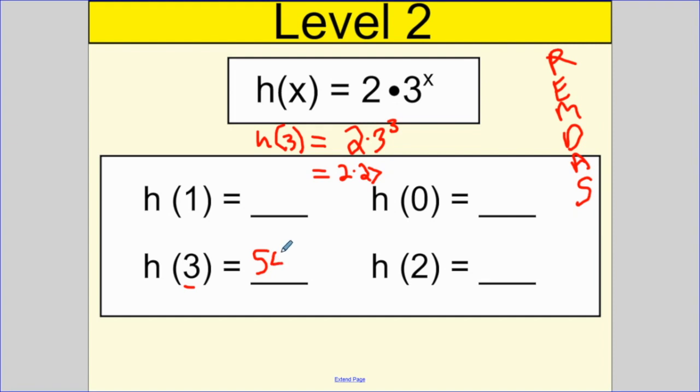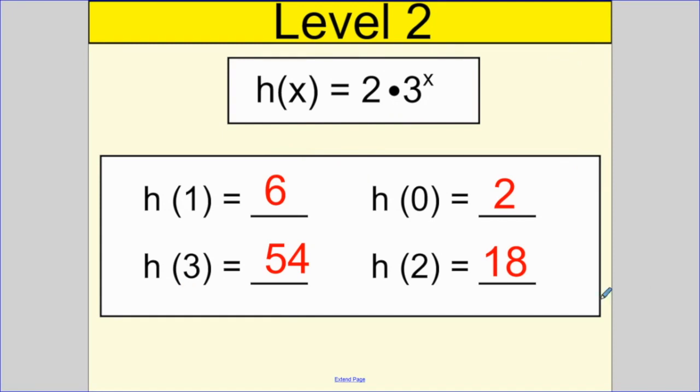I want you to pause the video now and try these other 3 inputs and see what you get for your outputs. Go ahead and pause. Well, hopefully you paused and had time to do that, and here we'll check your answers.